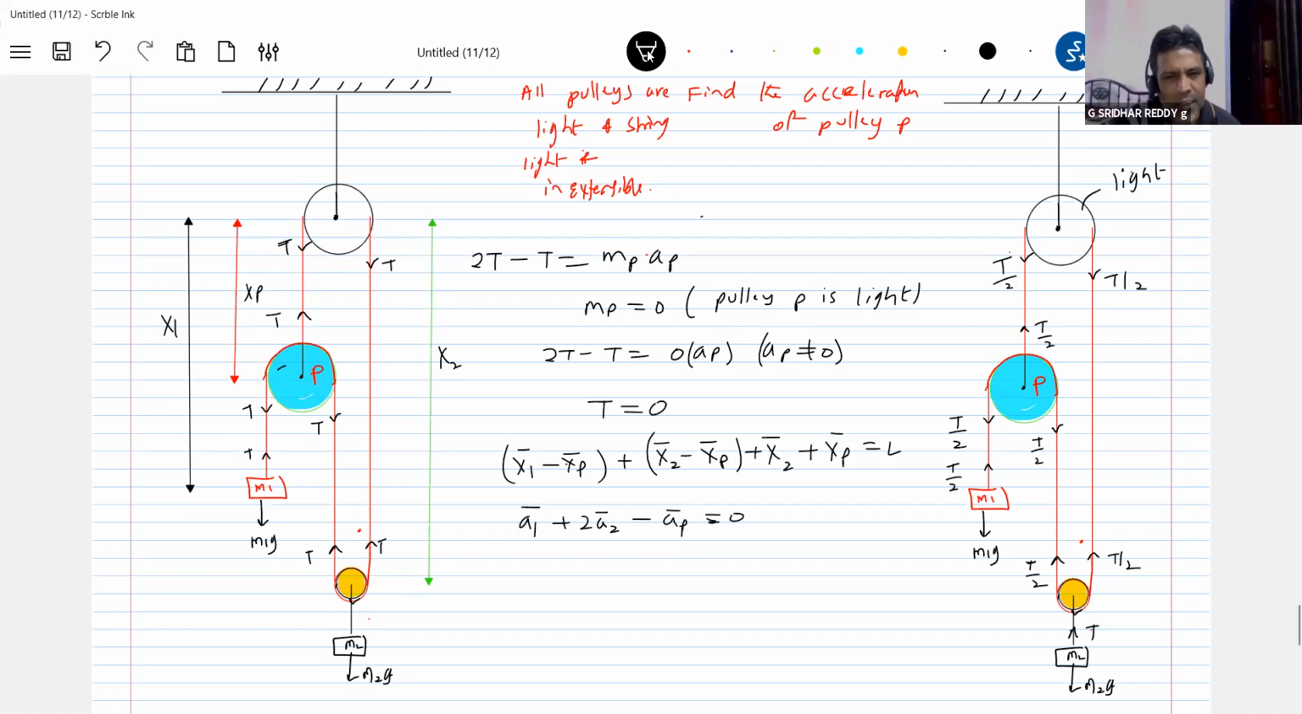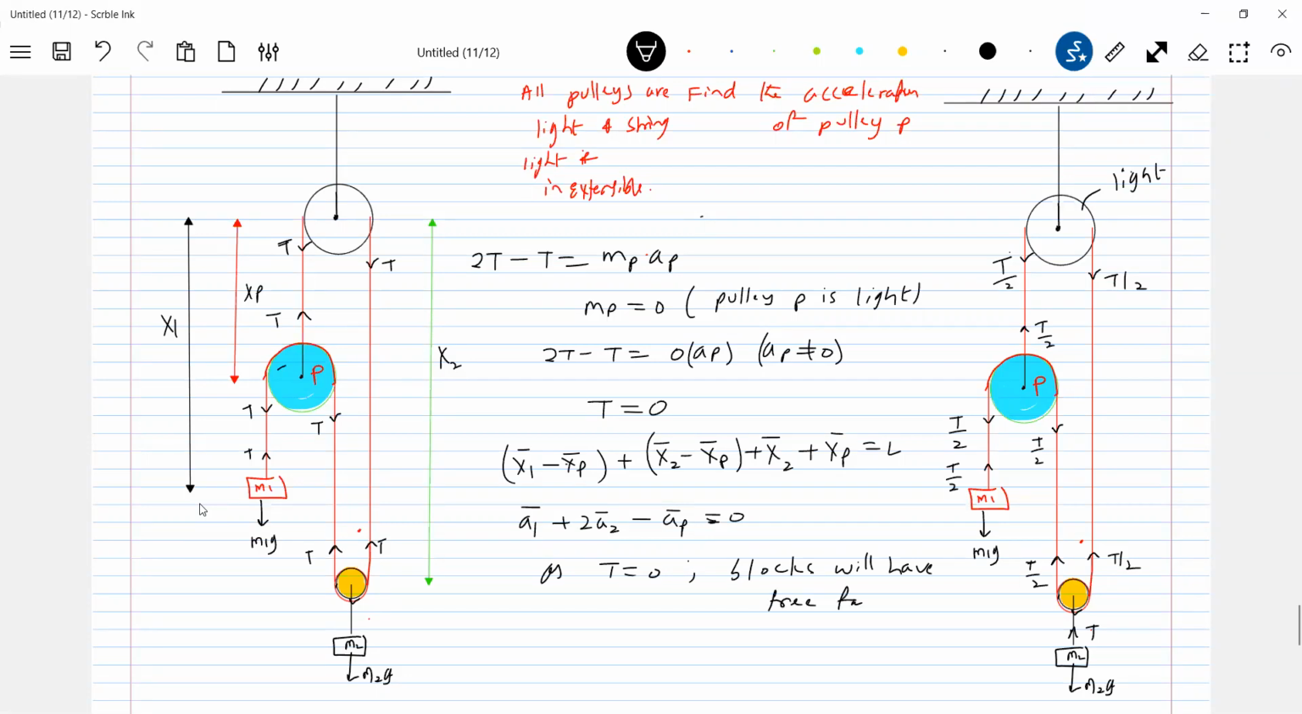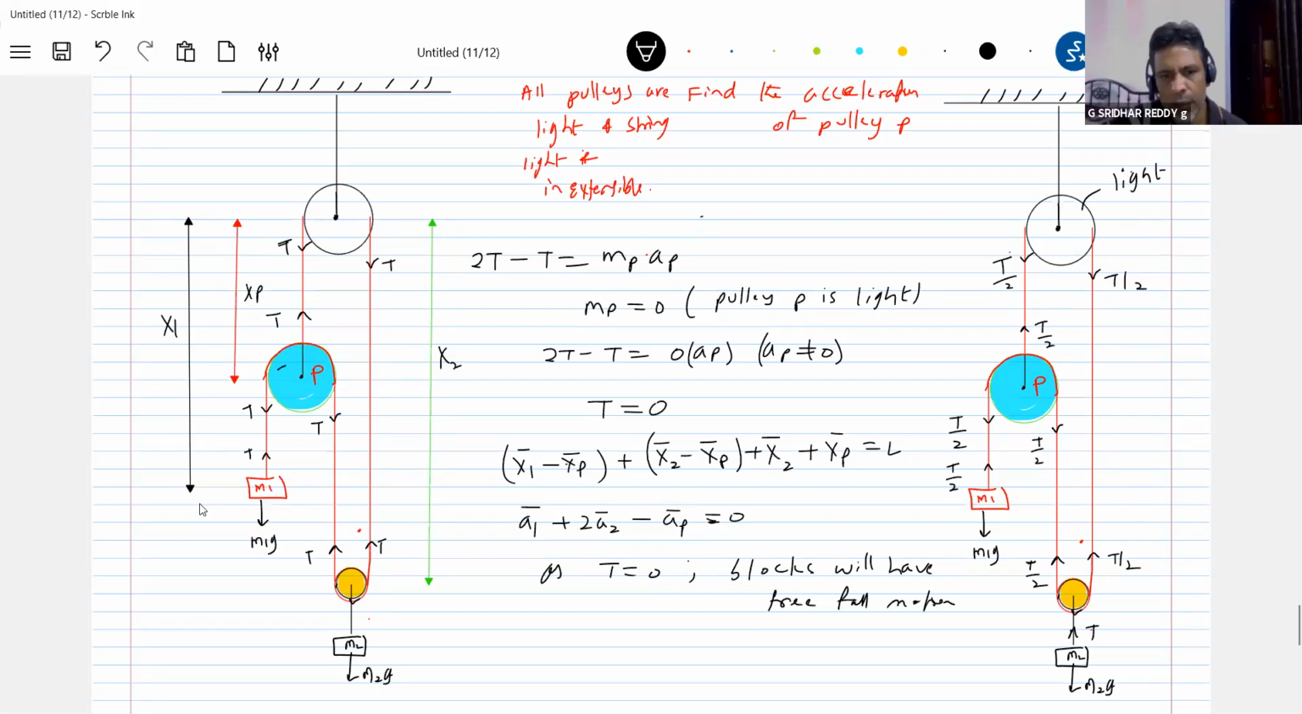Look at the tension 0. If tension is 0, what happened to the blocks? As tension is 0, the blocks will have free fall motion. So therefore, what should be the acceleration A1 equal to? G downward. A2 should be equal to G downward. So substituting that, G plus 2G should be equal to AP. So what is the acceleration of the pulley? 3G downward.